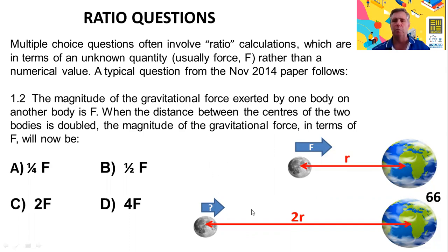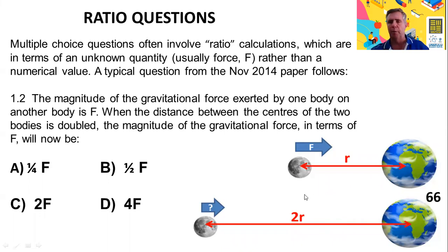So they didn't give you this picture, but you could say that the gravity that the Earth exerts on the moon is F when they're distance r apart. If the moon went much further away, so that they were distance 2r apart, what would become the size of the gravitational pull that the Earth exerts on the moon?